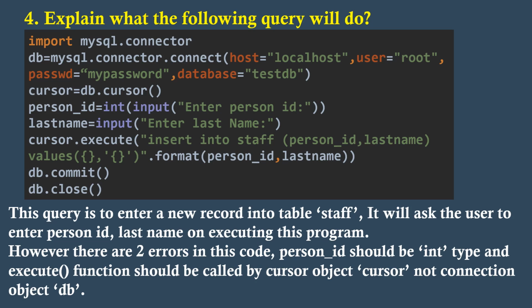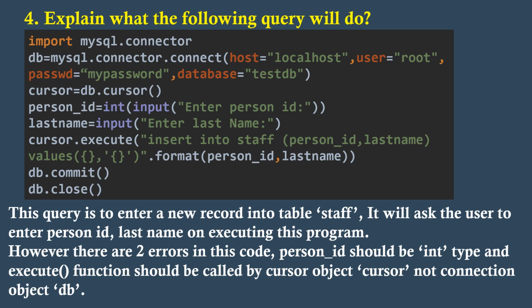So this is basically entering a new record into the table staff. The only thing is that we are not giving the value in the program. It will ask the user to enter the values of person ID and last name while running this program. So if you run this program, it will ask you for person ID, and second thing, it will ask for the last name, and these two values will be inserted into the table staff. But there are two small errors in this program.